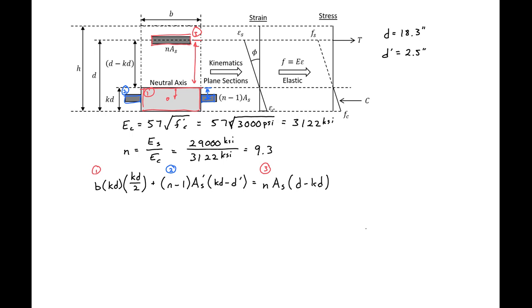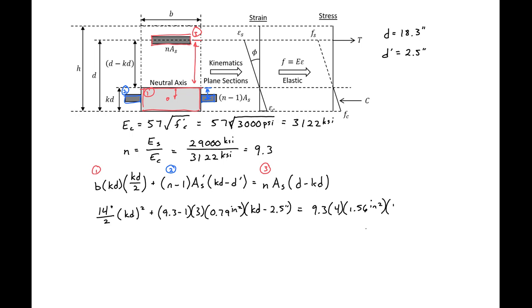So we know our b is 14 inches divided by 2 times kd squared, plus 9.3 minus 1 times our A_s prime, which we have 3 number 8 bars, times our kd minus our d prime, 2.5, equal to 9.3 times our A_s, which we had 4 number 11 bars, 1.56, and then times our d, which is 18.3, minus kd.